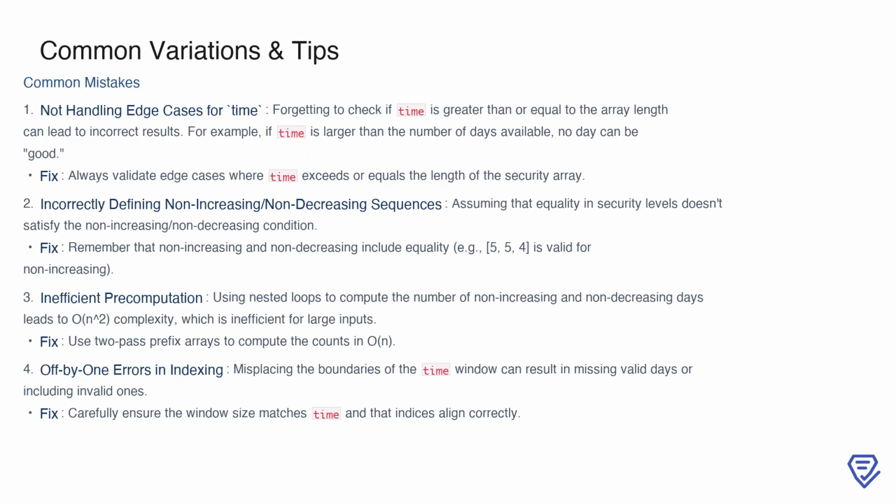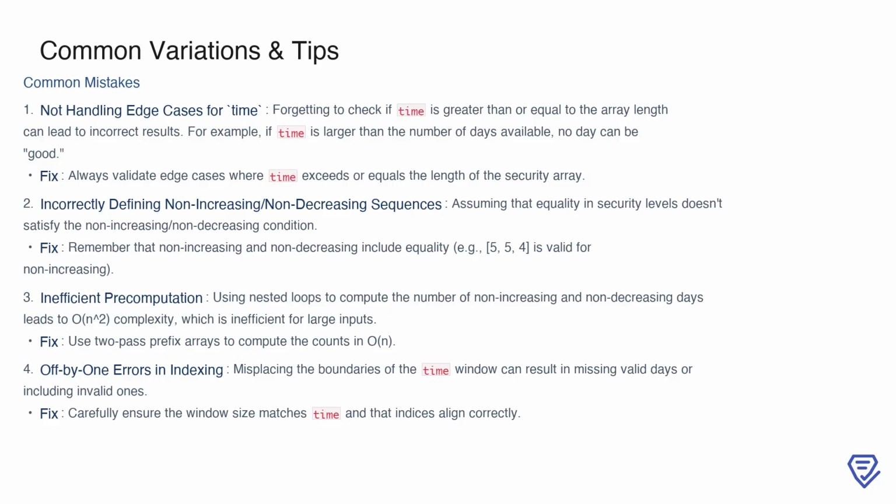When solving this problem, there are several common mistakes to watch out for. One major issue is not properly handling edge cases for the time variable. For example, if time is greater than or equal to the length of the security array, it's impossible for any day to meet the conditions for being good, and failing to account for this can lead to incorrect results. To address this, always validate edge cases where time exceeds or equals the array's length.